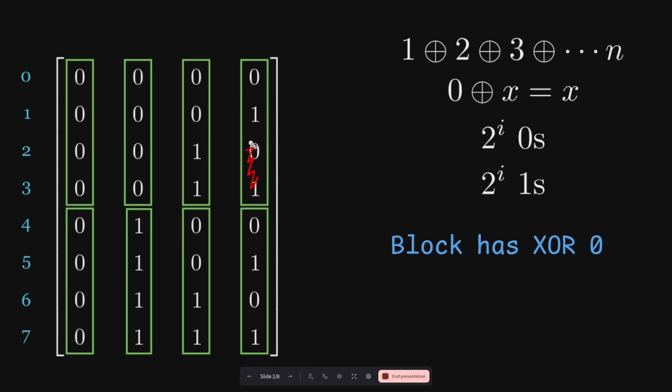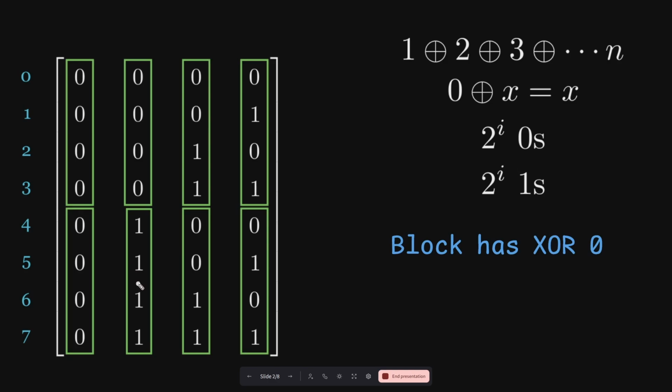Why is the last statement true? It follows from the repeating pattern of binary numbers, that is it will have 2 to the power i zeros followed by 2 to the power i ones, and this is true in general as well, not just for this problem. Therefore, you can claim that each box will have XOR equal to 0 because it has identical number of zeros and ones, or the ones cancel out amongst themselves.